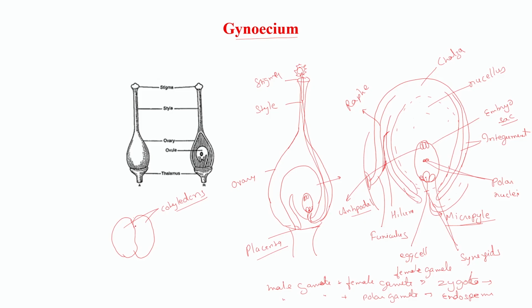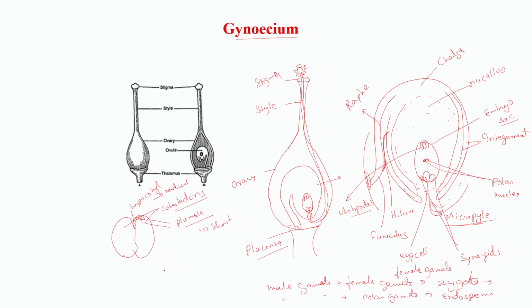So here you will see a small embryo-like structure which will have two ends. It will have a hypocotyl, which will give rise to the radicle or the root part, and this will have the plumule. So this will give rise to the shoot.